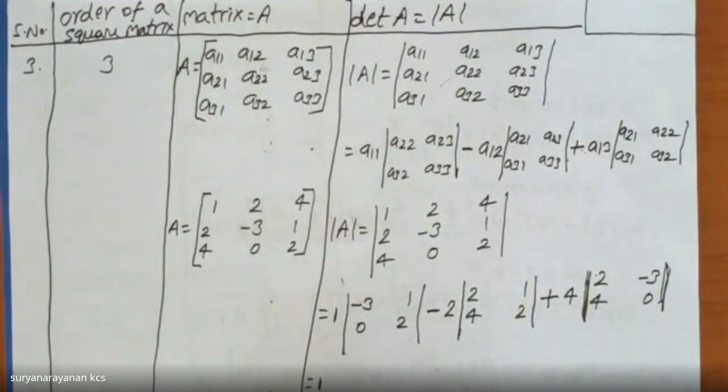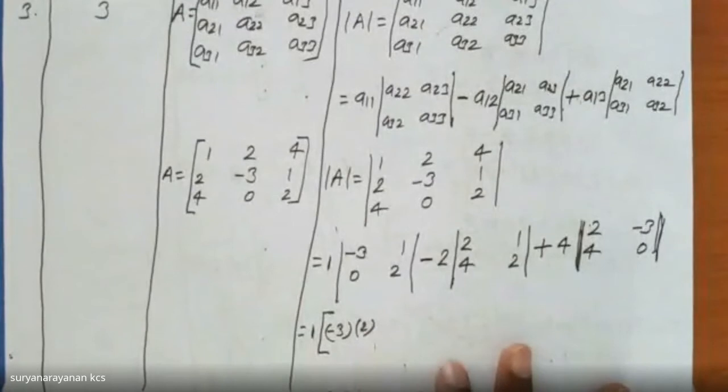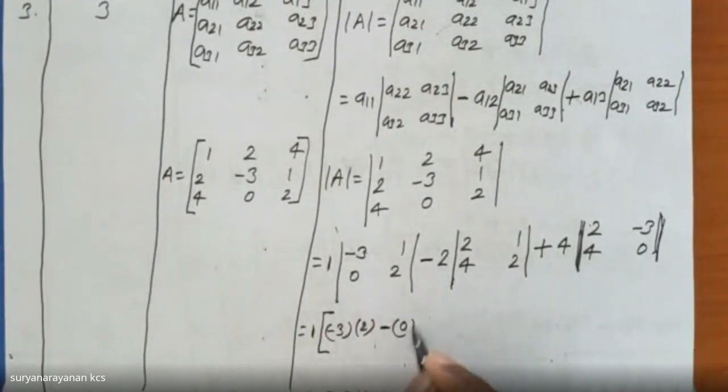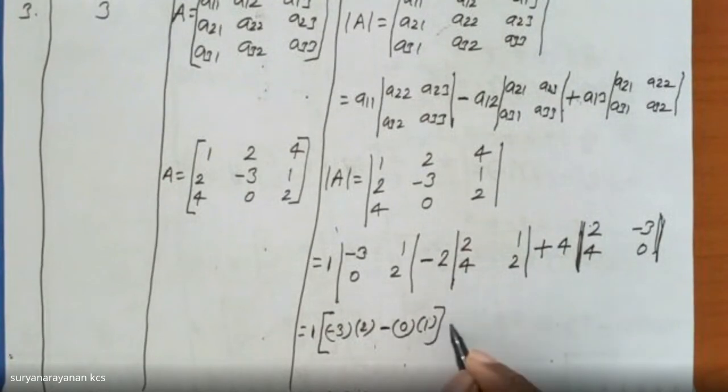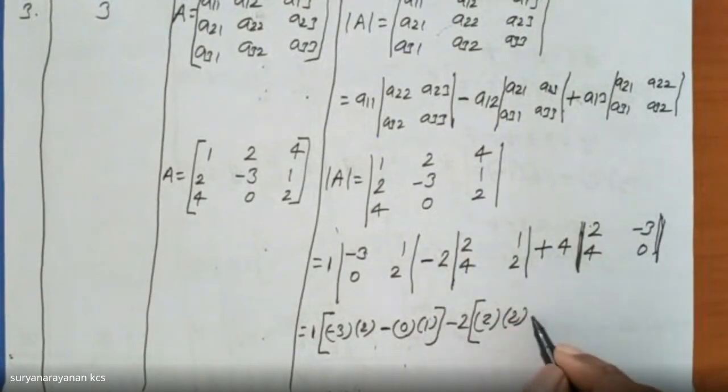Now, 1 into, use square brackets, minus 3 into 2. Yes or no? Minus 3 into 2. The diagonal elements should be multiplied minus the other diagonal elements, 0 into 1. Similarly, minus 2 into 2, this diagonal elements minus this diagonal elements should be multiplied.